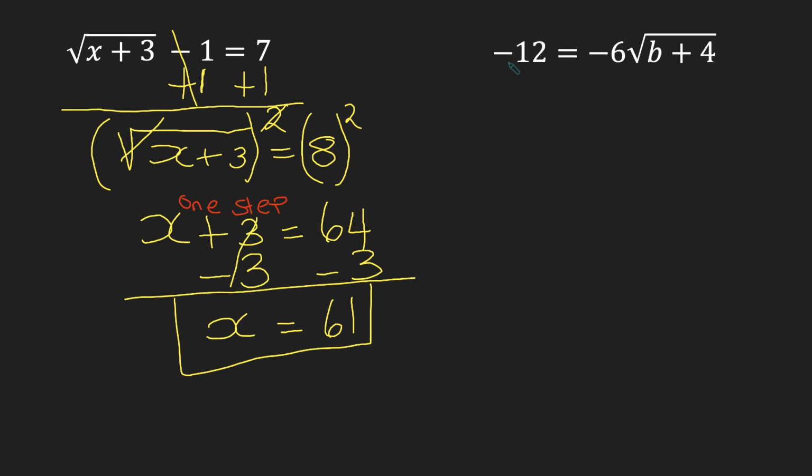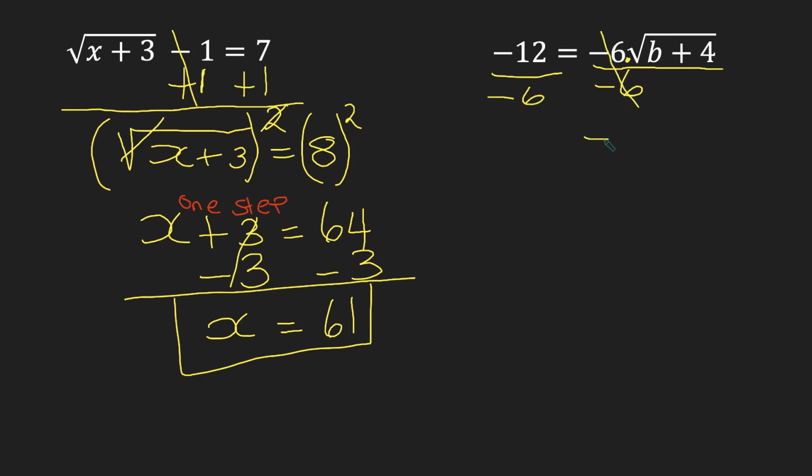Over here, I have negative 12 equals negative 6 times the square root of b plus 4. Now remember, this negative 6 is multiplying the square root of b plus 4. And remember what I said. Whenever you're solving these problems, you must have the square root by itself. There should be nothing added to it, and there should be nothing in front of it where you have to multiply. Now, if I need to get rid of this negative 6, remember it's connected by multiplication. The opposite of multiplication is division. So I have to divide both sides by negative 6.